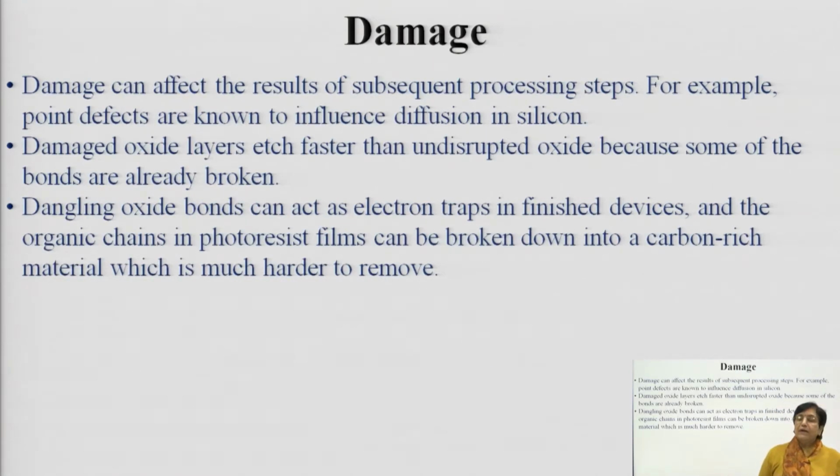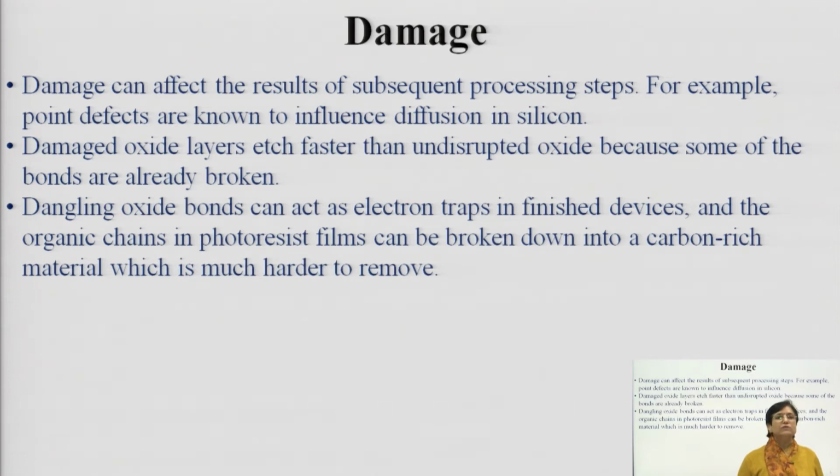Now, this damage, that is amorphization, can affect the subsequent processing steps also. For example, these point defects can influence diffusion in the silicon. The damaged oxide layers also get etched faster than the undisturbed oxide layer, because some of the oxide bonds are already broken. So, naturally, it will get etched away very easily.